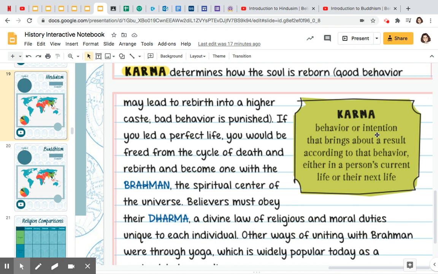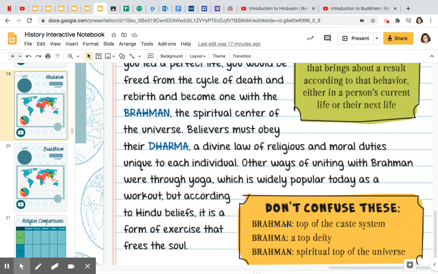If you lead a perfect life, you will be freed from the cycle of death and rebirth and become one with the Brahman, the spiritual center of the universe. Believers must obey their dharma, a divine law of religious and moral duties unique to each individual. Other ways of uniting with Brahman were through yoga, which is widely popular today as a workout, but according to Hindu beliefs, it is a form of exercise that frees the soul.